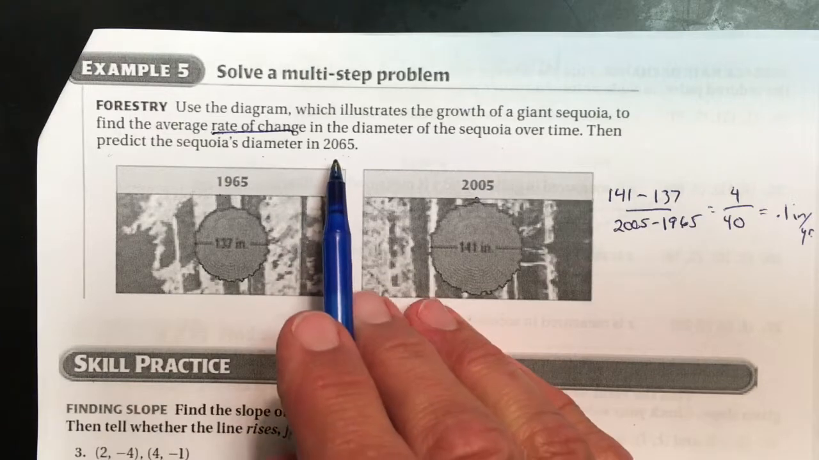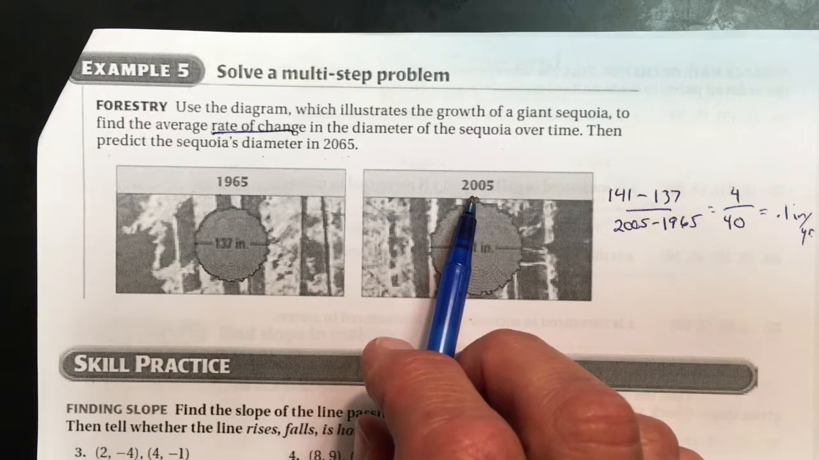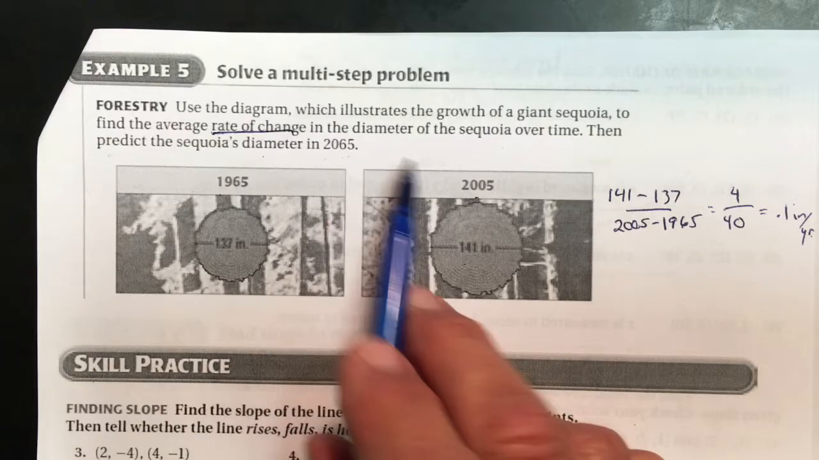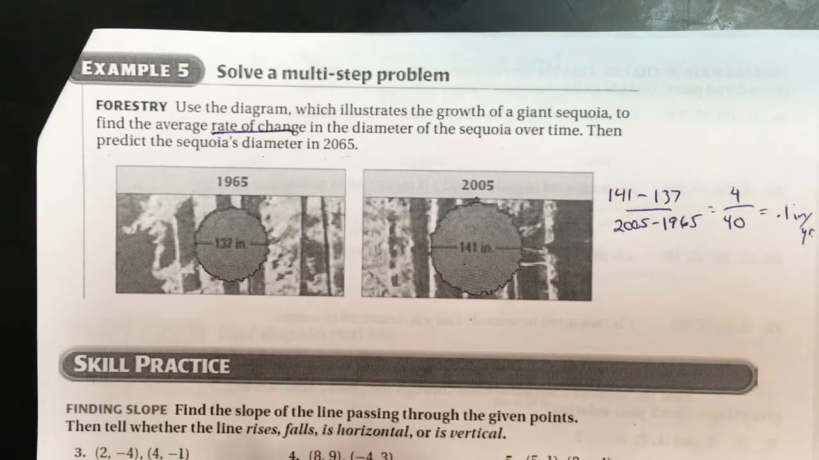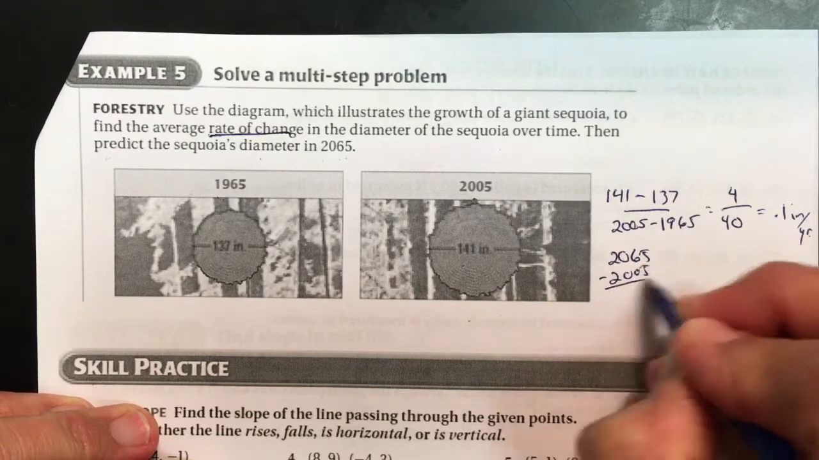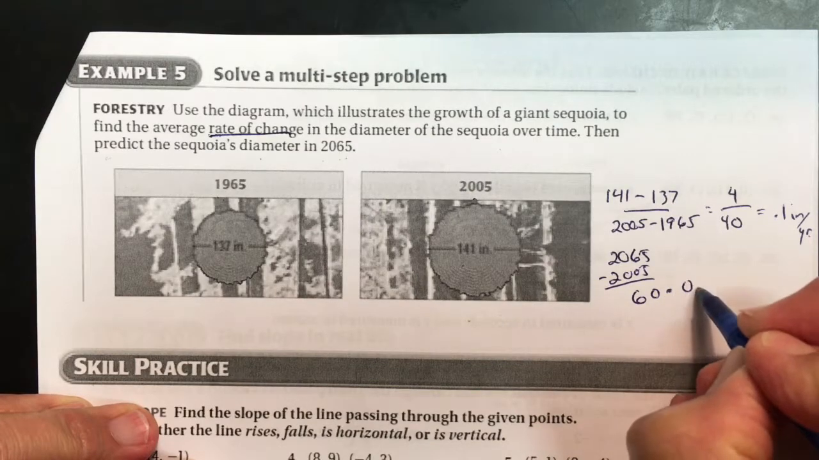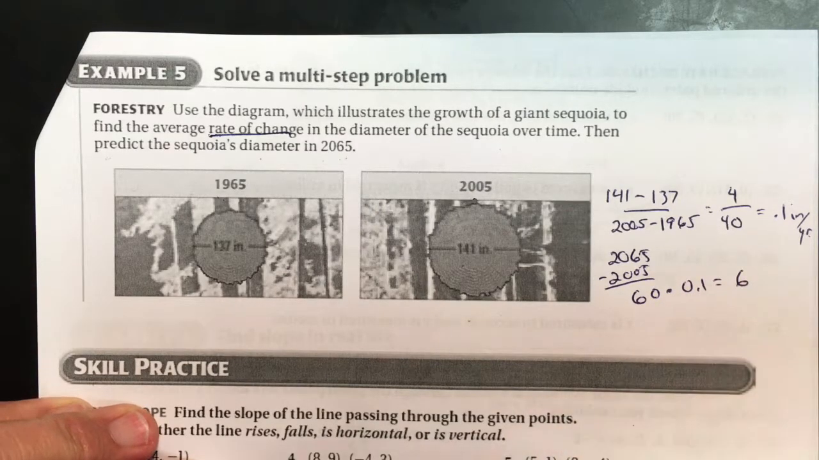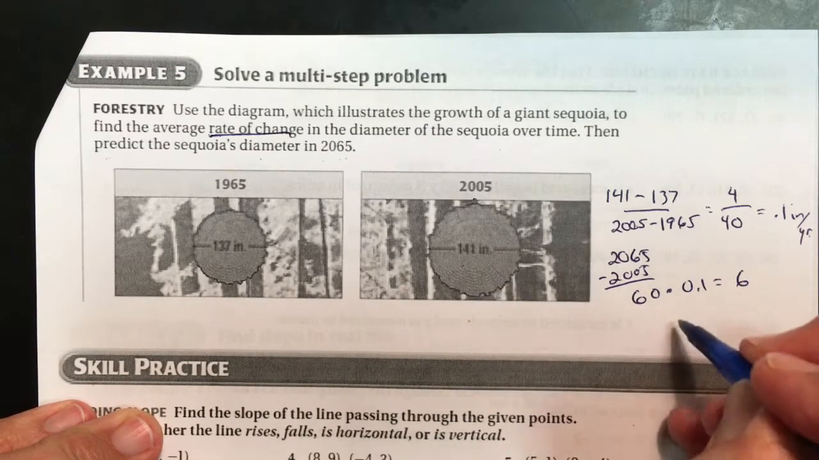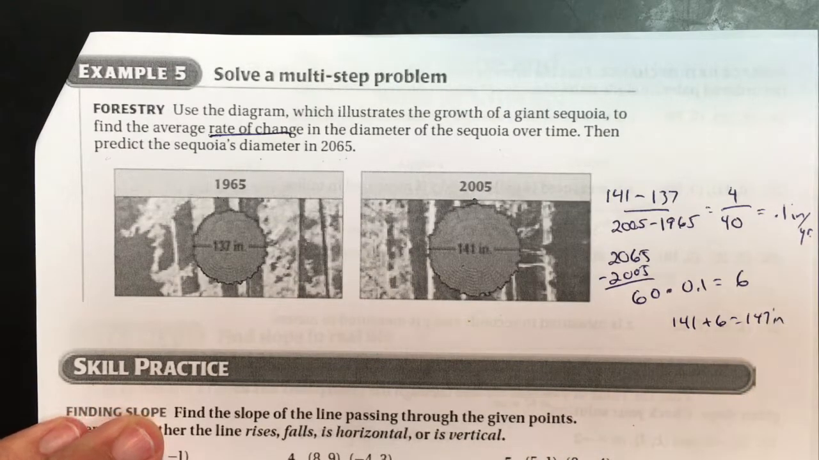Well, now they want us to determine what it's going to be in 2065. Well, if in 2005 it's 141, we're going to be going 60 years between 2005 and 2065. So 2065 minus 2005 gets us 60 years times the 0.1 rate. That's going to equal 6 more inches of diameter. So by then, it should be the 141 plus 6. It should be 147 inch diameter in 2065.